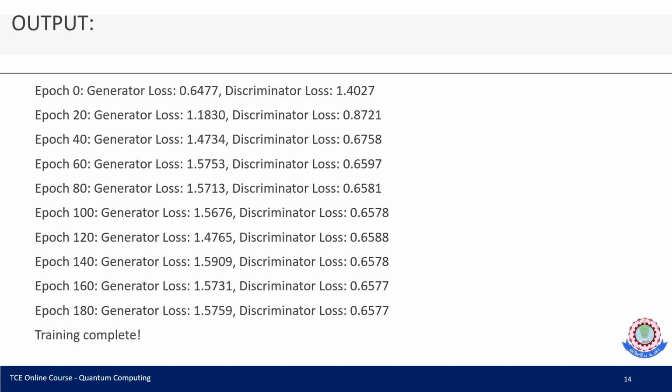These are the different results we can get in the generator loss function and discriminator loss function. Finally, we reach the point where the data can be easily classified into two categories: fake data and real data.